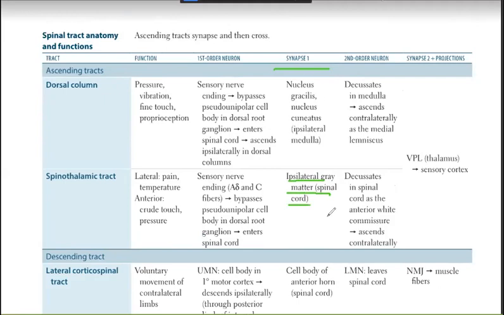Now, there's a difference between these two. Then again, the second order neuron's favorite function is to cross over, decussate. So now it has to decussate again, okay? But it is not decussating at the level of the medulla as it was doing there. It is decussating at the same level, but in the anterior white commissure portion. Okay, so now let me take you back to this drawing.